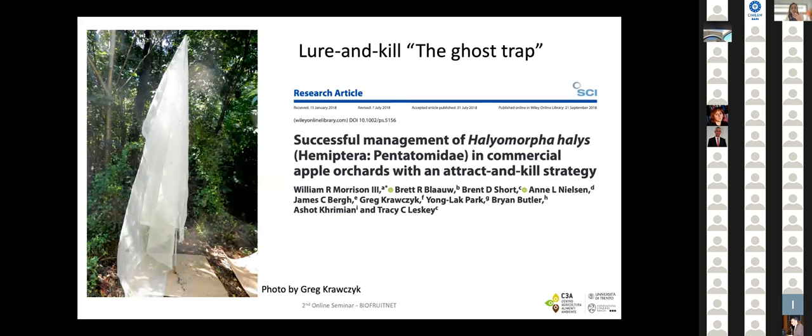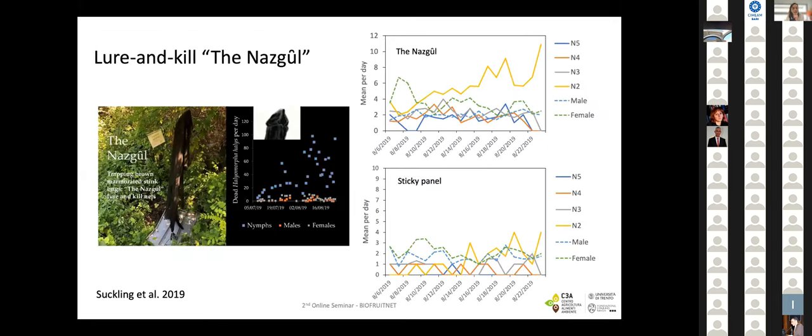Another strategy is to add to the trap a kill agent, so usually pesticide. This has been done with the ghost trap or also with what has been called the Nazgul trap. An issue in this case is that the traps are very big and they can intercept also other species, and still we are applying pesticide in the environment.